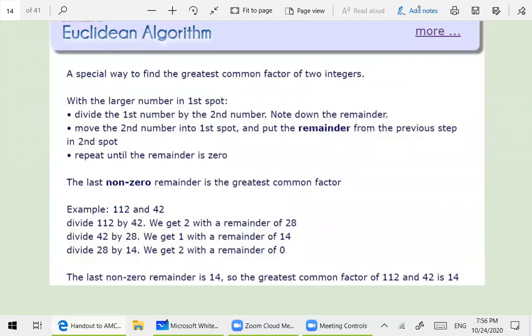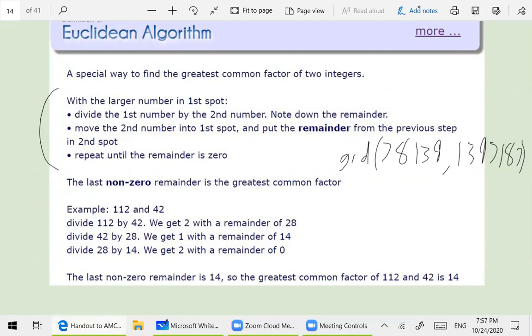Okay, the Euclidean algorithm now. This is a specific way to find the greatest common divisor of two integers. It works better when the numbers are big because it helps you make them smaller. Using this, it's not hard to find the GCD of this, and it's not too hard to find the GCD of this. Whereas if you prime factorize this, it could be very nasty.